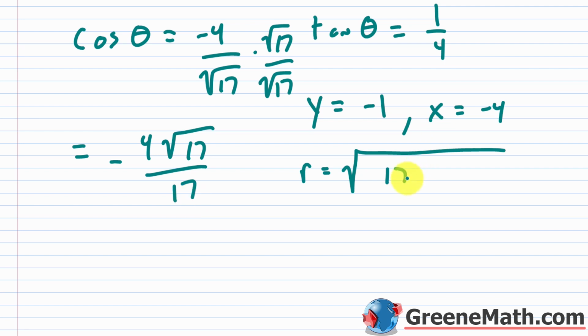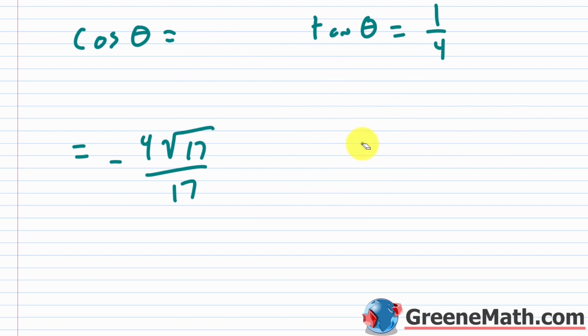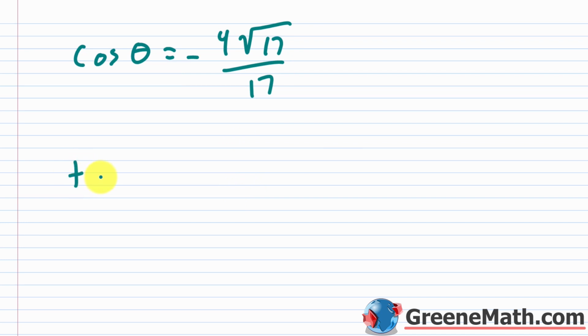Now, if you don't like using this method, you can always use an identity. Remember, you could have said that tangent squared theta plus 1 is secant squared theta. Then you could solve that for the secant of theta, take the reciprocal, and you'd have the same thing for the cosine of theta. So let me get rid of this, and I'm just going to scooch this up here. So we know what the cosine of theta is. Now our goal is to find the tangent of theta over 2.